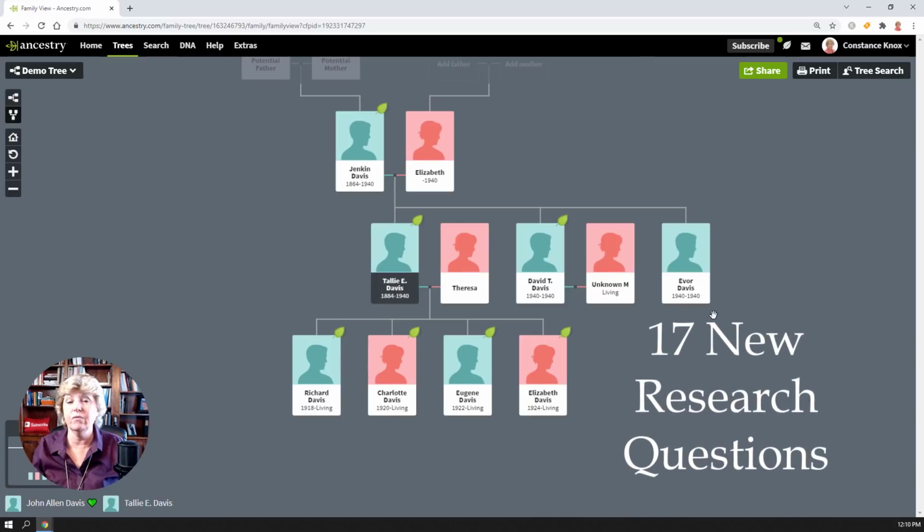Plus, I found 17 new research questions that are things like, what's Tally's middle name? Starts with an E. What's David's middle name? Starts with a T. What's David's wife's name? All we know is Mrs. David T. Davis, right? We know that Ever is probably single, and we might want to investigate that more. And we want to know all of the children and a little bit more about their lives. So there were a lot of research questions that came out of this one obituary that was only 7 paragraphs long, I think 281 words total. And so we found a lot of information.